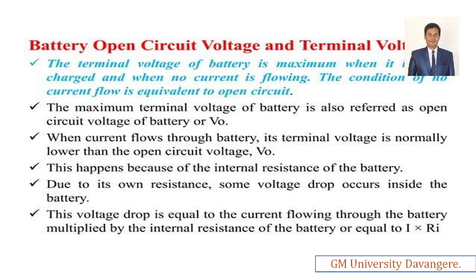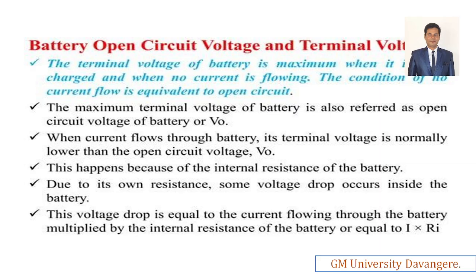The terminal voltage of the battery is the maximum when it is fully charged. Right? If it is charged to 100%, then we say the terminal voltage is around the maximum voltage when no current is flowing, because in the open circuit voltage, the voltage will be there but there is no current. If we see the short circuit, the voltage will be less and the current will be very high. The condition of no current flow is equivalent to the open circuit.